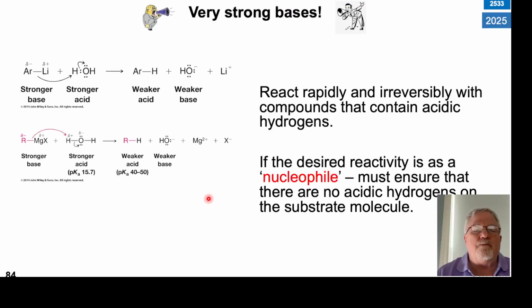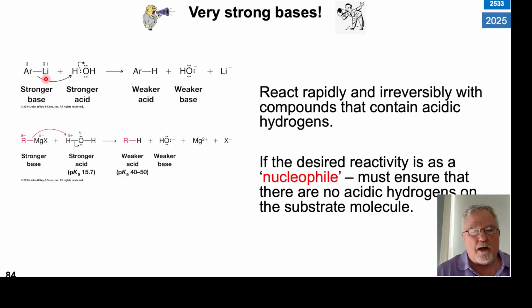These organometallics are pretty strong bases as well. So we have to be careful. We can't have very active hydrogens. I already told you that we need aprotic solvents. That's because these things are quite strong bases and will just react with any kind of acidic hydrogen and destroy the reactivity of it as a nucleophile.